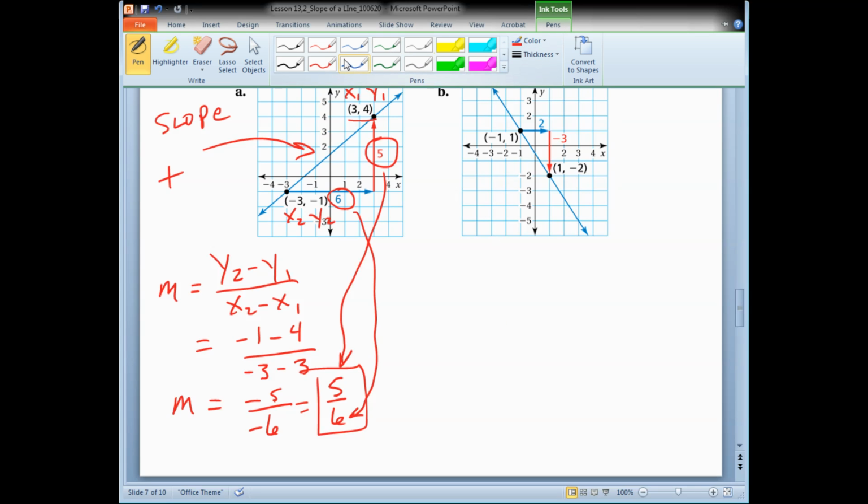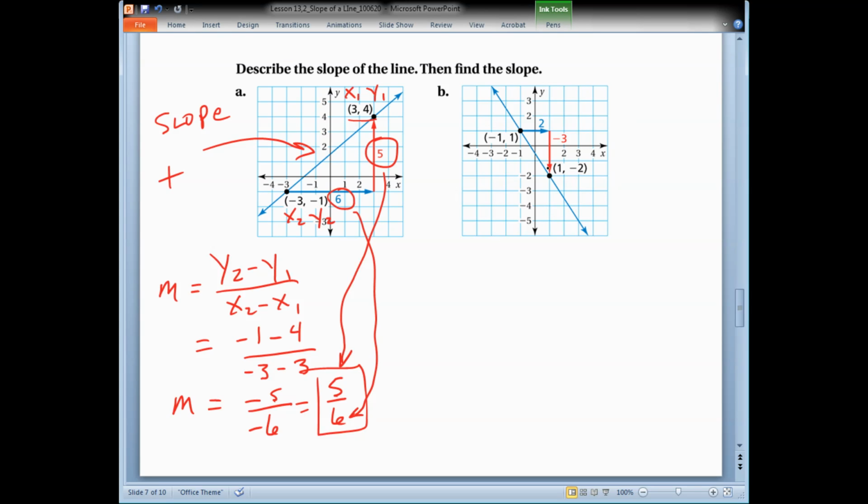So let's look at this next one. For B, I'll label this one x sub 2, y sub 2, just to show you that it doesn't matter, and that's x sub 1 and y sub 1. This line is falling from left to right, so this slope is negative. So I use a negative sign.